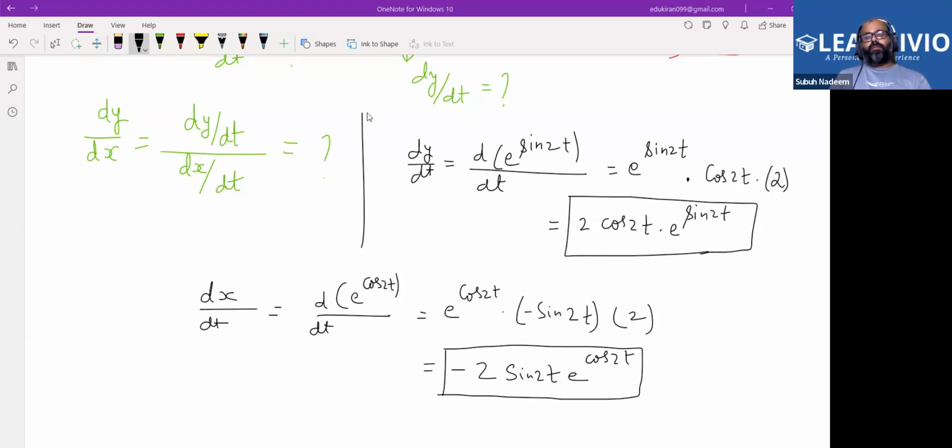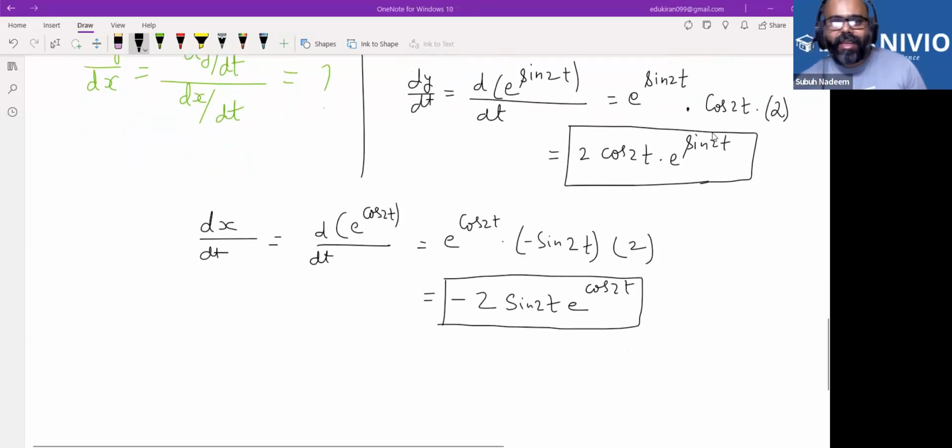Sir, I got this only, but that differential equation I'm not getting. Okay, you got this, but the differential equation you are not getting. Fine. So when you find dy by dx, like if you want to find dy by dx, so what will happen?